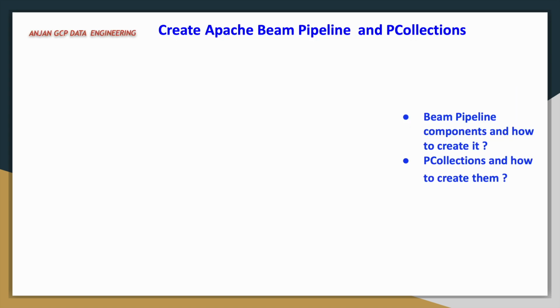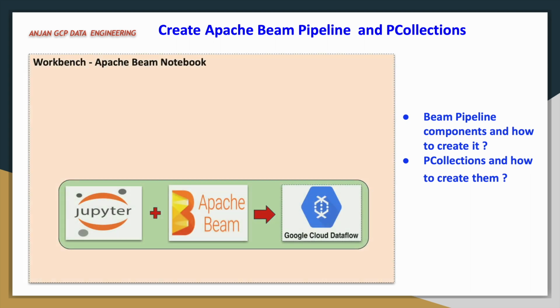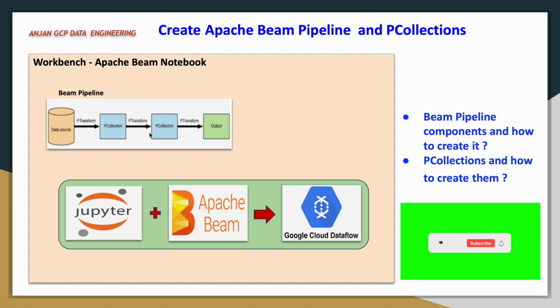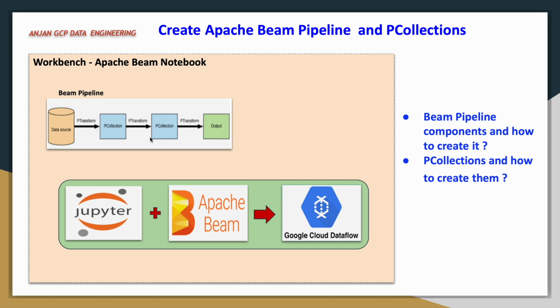So in the demo, what we'll see, as I already discussed in my previous slide, are the Beam pipelines. These are the different abstractions provided by the Apache Beam SDK, right? So PTransform, PCollection. We'll read data from the data source, we'll apply transformations on each of these PCollections, and then write the data into an output. Okay, this is a Beam pipeline.